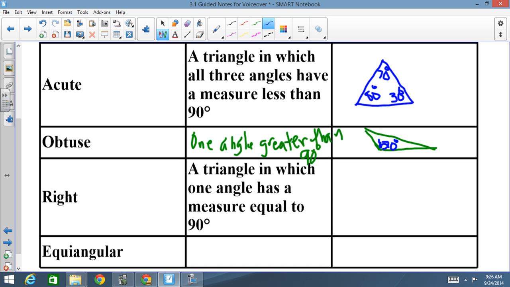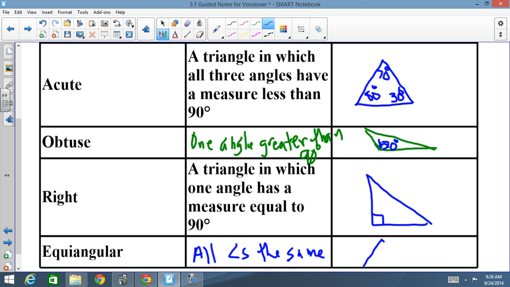We have a right triangle. Okay, a right triangle is going to be when one of the angles has a 90-degree measure. And then equiangular is all angles the same. Well, if you know that there's 180 degrees in a triangle and all three have to be the same, if I do 180 divided by 3, well, that's a 60-degree angle. So all of these have to be 60 degrees.